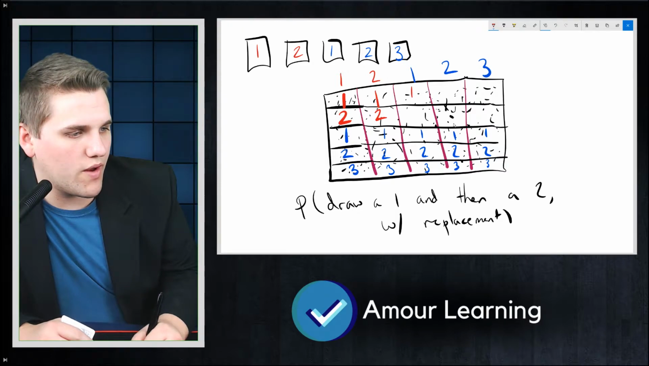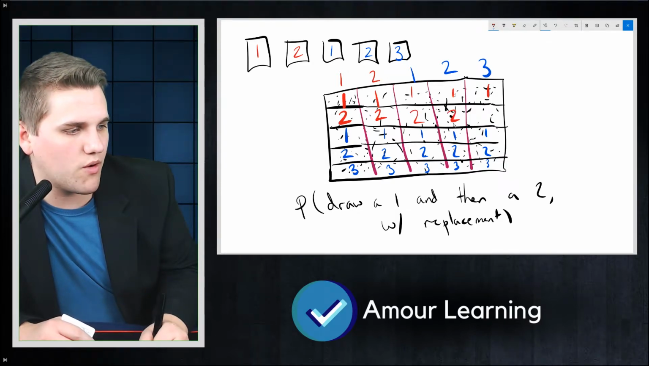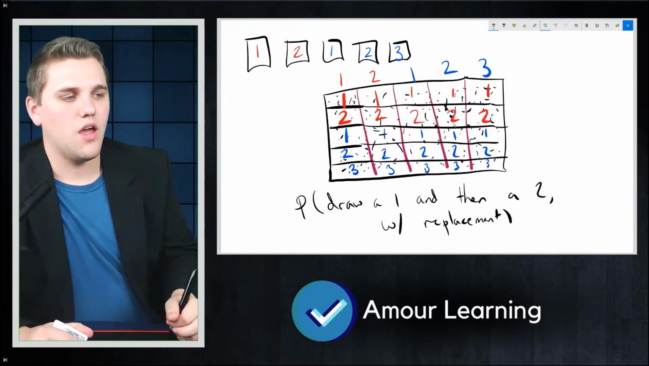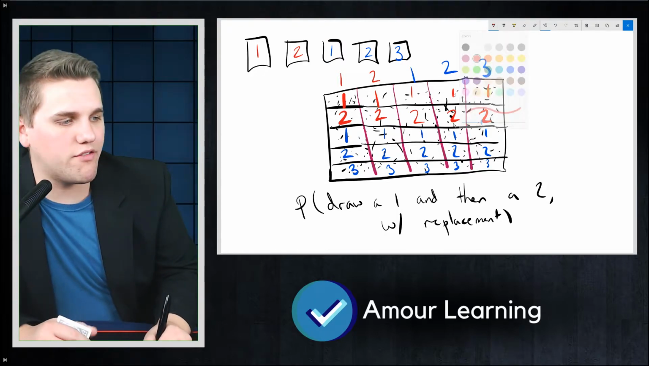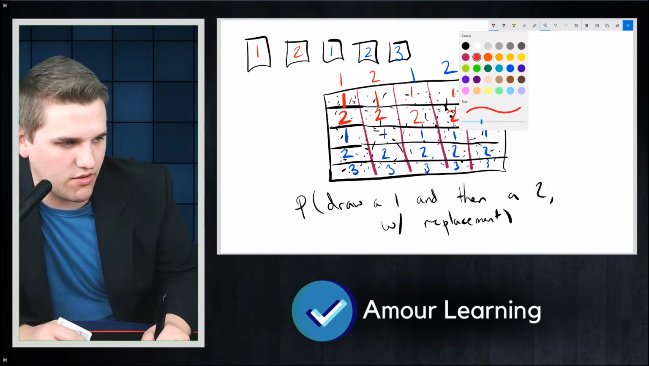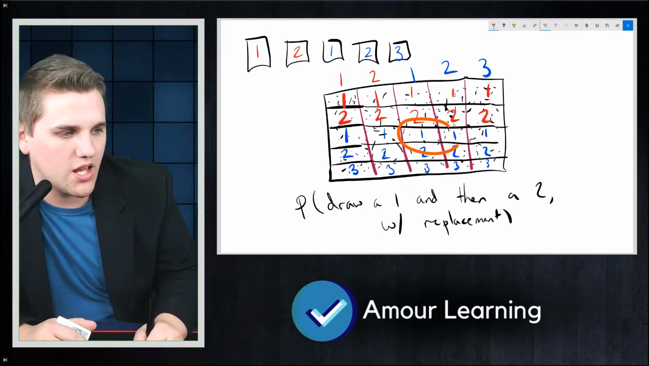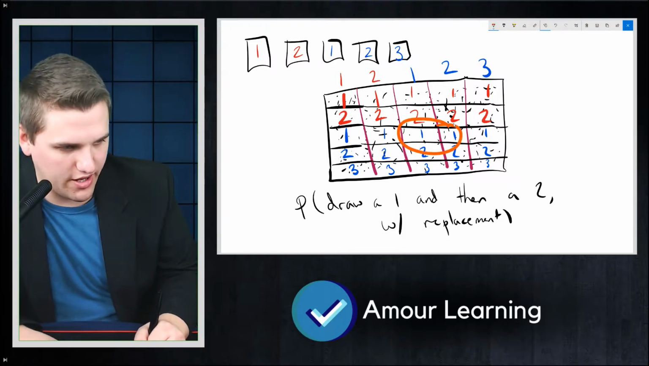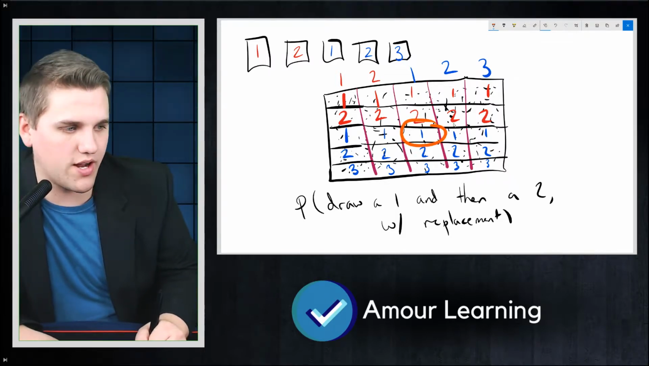And then red 1, red 2, red 1, red 2, red 1, red 2. And so let's take a look at one of these little mini rectangles and try to understand what it means. Let's take a look at this one right here.